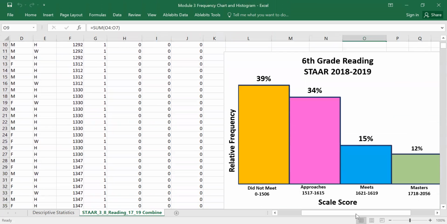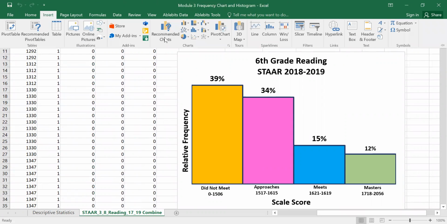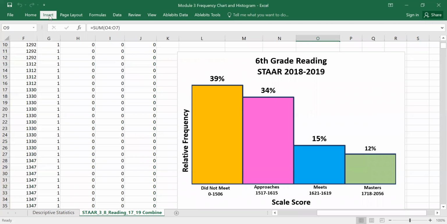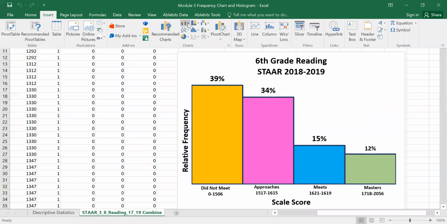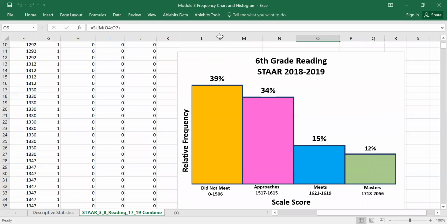Now, with the histogram, what I did is I highlighted my relative frequency in the chart above that I created with the frequency chart. And then I went to insert, pull it up right here, and then I arrowed down and I chose the 2D column bar chart. Once I had that, let me just get that back up so y'all can see.